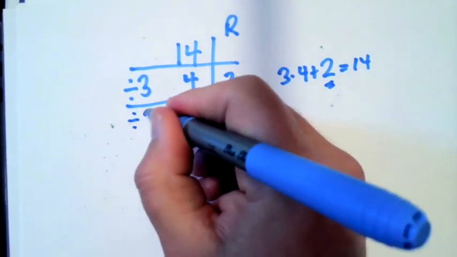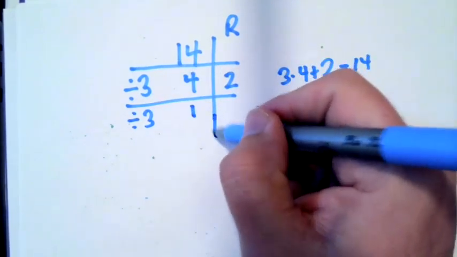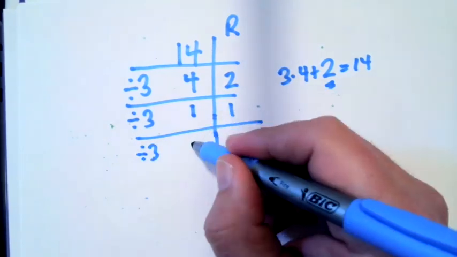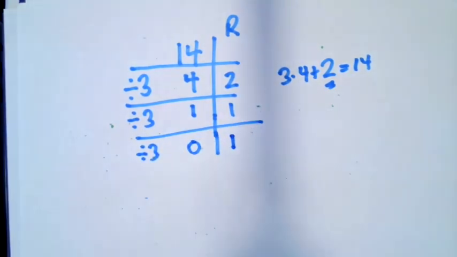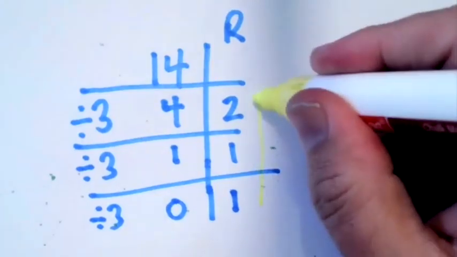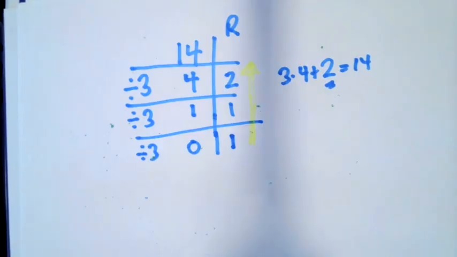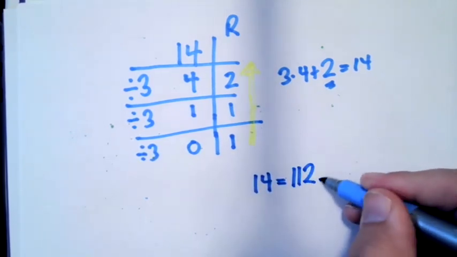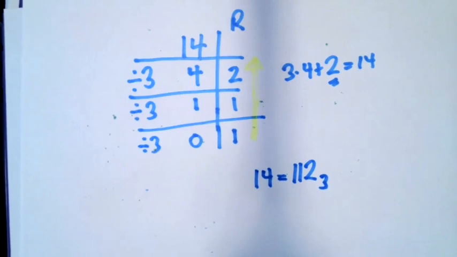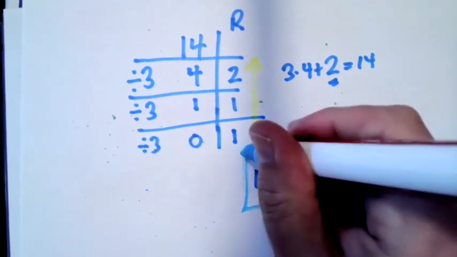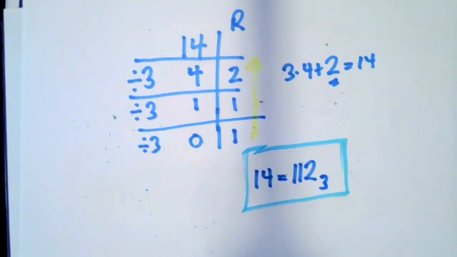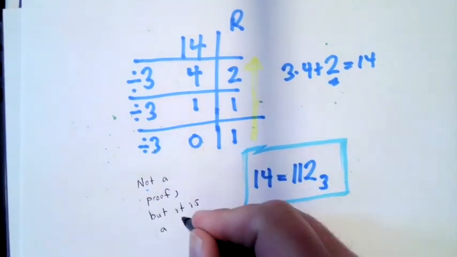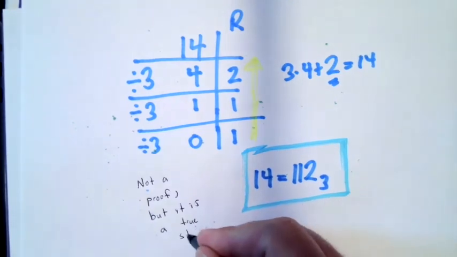Now if I do 4 divided by 3, I get 1 with a remainder of 1. If I do 1 divided by 3, I get 0 with a remainder of 1. If I read this in backwards order, as we said we should do, then I'm going to get that 14 is equal to 112 base 3, which is the exact same thing we had when we converted it the other way, by subtracting out the things we could. It turns out that this algorithm does work. This algorithm will allow you to convert to any base.